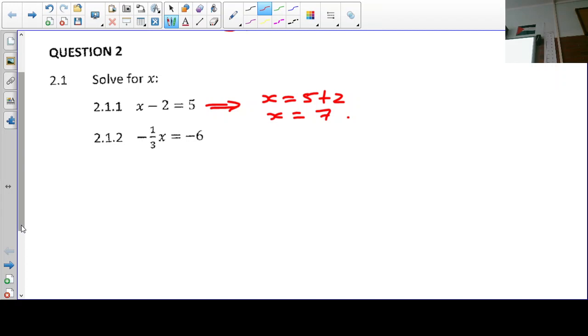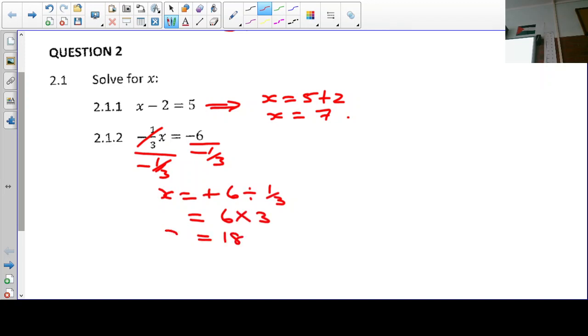How do I get x on its own? Divided by negative 1 over 3. You all agree with that? Why do I divide by negative 1 over 3? We want x on its own. Negative divided by negative? Positive. So this will simply be 6 divided by 1 over 3, which is the same as 6 multiplied by 3 over 1, which is 18.